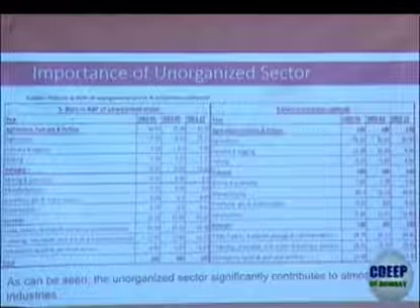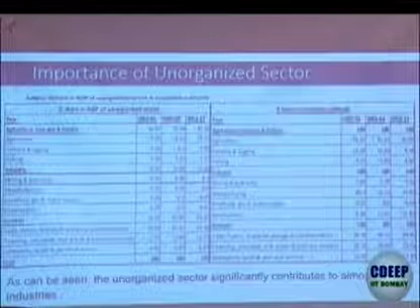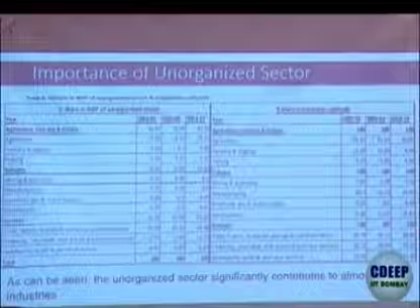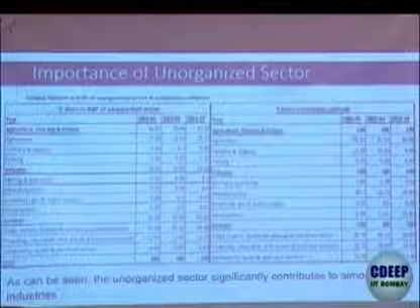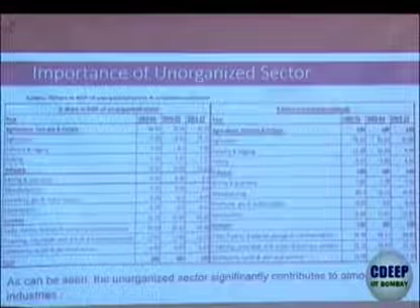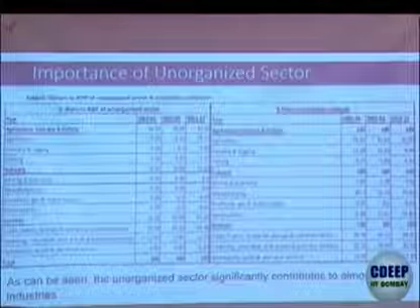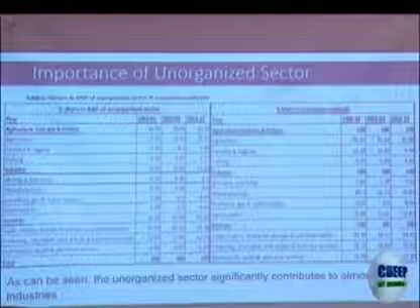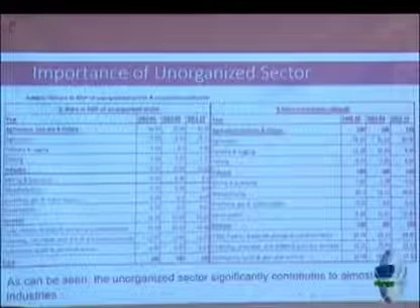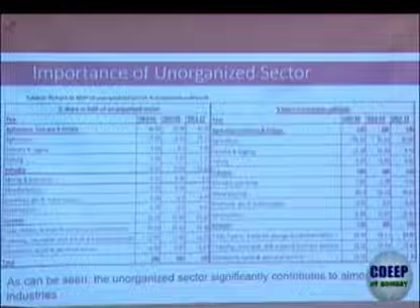At the disaggregated level, in terms of agriculture, there is agriculture, forestry and logging, and fishing. In terms of industry, there is mining, quarrying, and manufacturing. So this is the disaggregated level. If agriculture is 100%, then the unorganized sector forms 85% of that NDP.